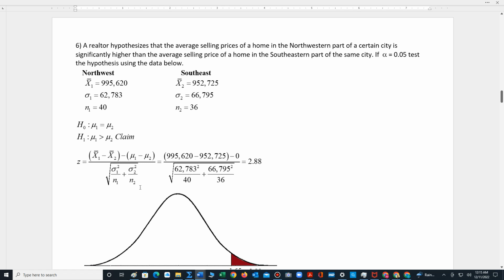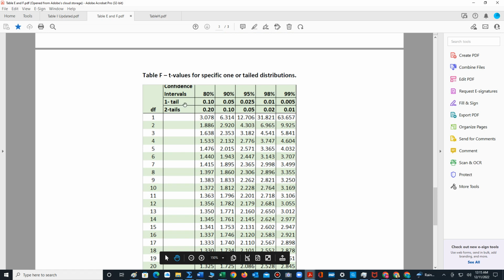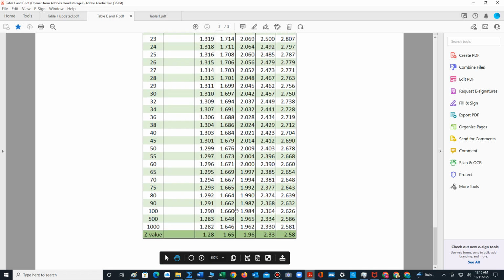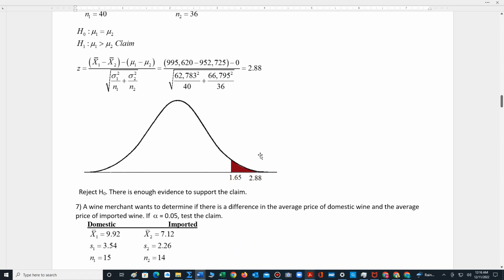Once again, we apply this formula, so we compute the difference in the sample means. Mu1 minus mu2 is always 0, divided by the square root of each standard deviation squared, divided by each sample size. That's going to give us a value of 2.88. It's a right-tail test. Alpha is 0.05. One tail 0.05. The critical value is 1.65. So the test point falls in the critical region. We reject H naught. There is enough evidence to support the claim.